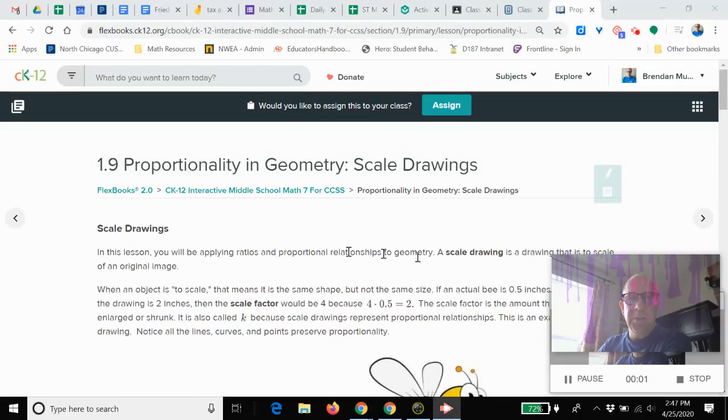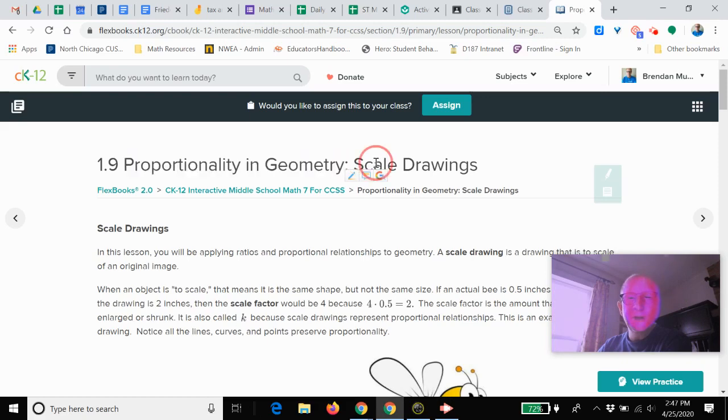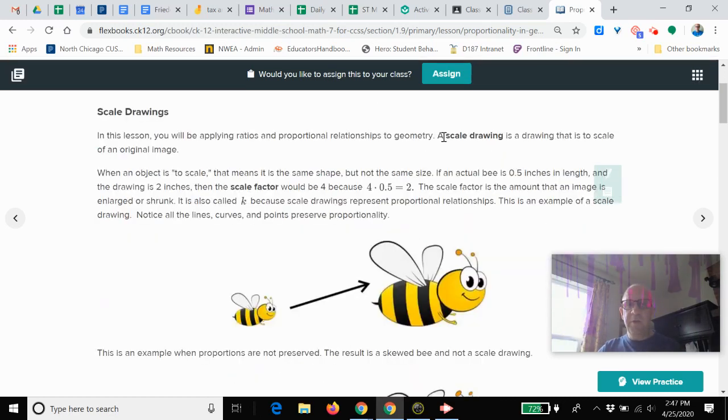Hello, students. Let's talk about proportionality in geometry or scale drawings. So this is actually pretty basic. If you got the constant of proportionality down, that's what a scale is. It's just your constant. You're going to use it to make things bigger or smaller. Now, a scale drawing is exactly the same as the original drawing. The scale is just exactly the same, except bigger or smaller.